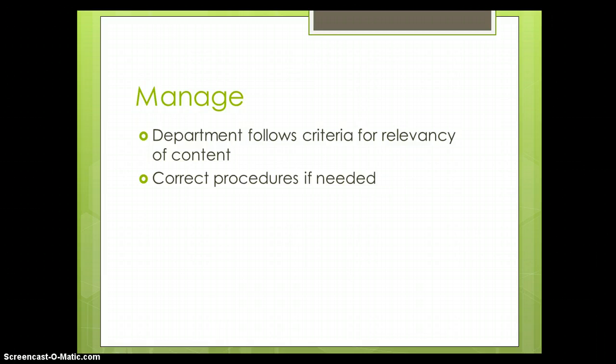Which brings me to the next phase in the life cycle of the website and its content and relevancy, which is to figure out who is going to manage it all. And you can see the department is obviously going to run the actual content, but they will follow the criteria that we set up during the request phase to determine the relevancy of their specific content.